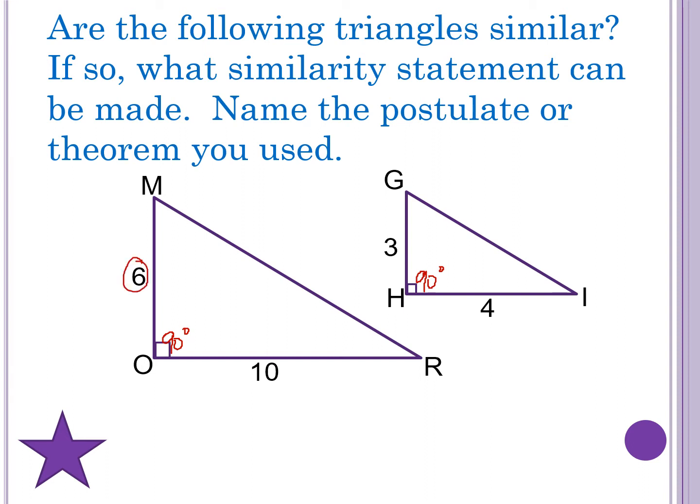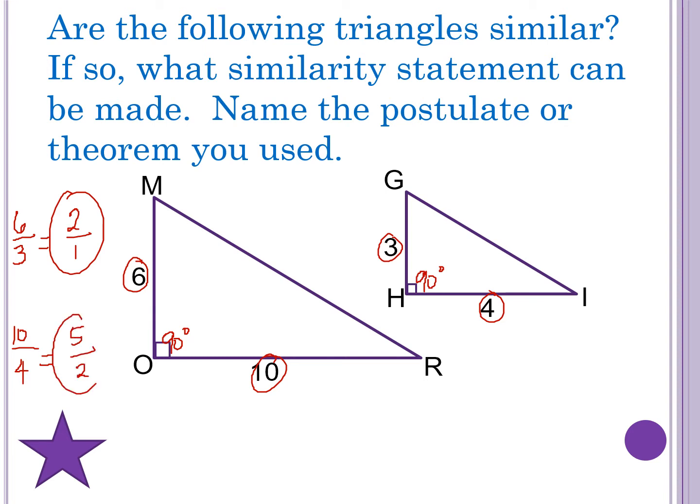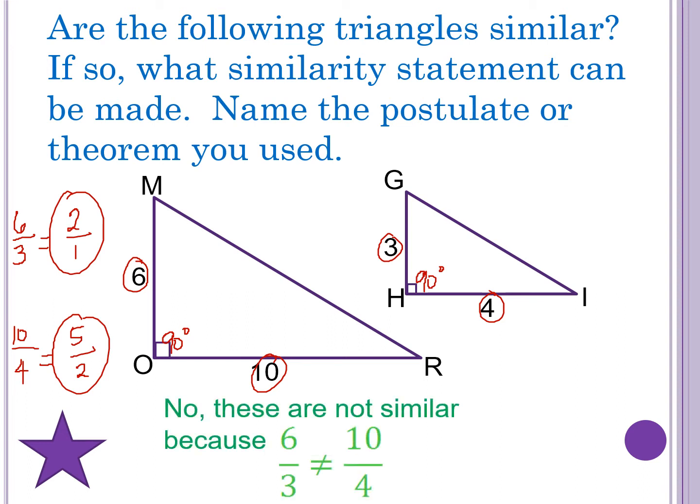So first we have 6:3. If we simplify this given ratio, we have 2:1. Next we have 10:4. If we simplify this given ratio, we have 5:2. So as you can see, the ratio 2:1 is not equal to the ratio 5:2. Therefore, the corresponding sides are not proportional. Therefore, we can say that no, these triangles are not similar.